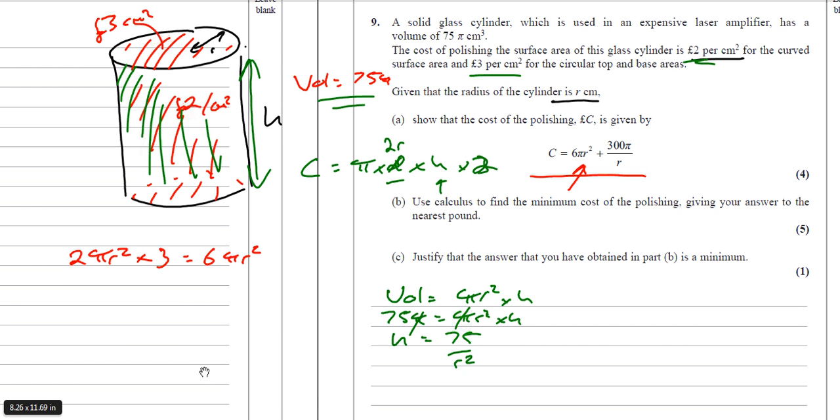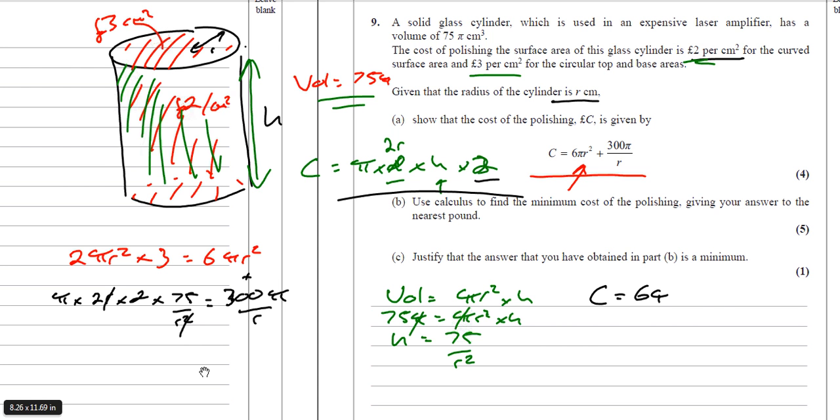So the cost of polishing the curved surface area is going to be, as we set up here, pi times by 2r times by this 2 here, times by the height, which is 75 over r squared. So if we simplify that, that's going to be 150, 300 pi, and then one of these r's is going to cancel out with one of these r's, so 300 pi over r. So the total cost is going to be both those added together, leaving me with C equals 6 pi r squared plus 300 pi over r.